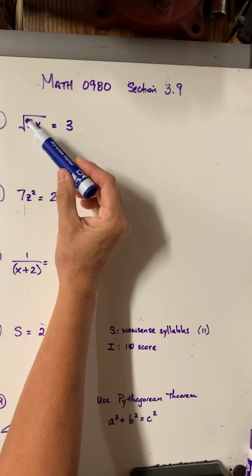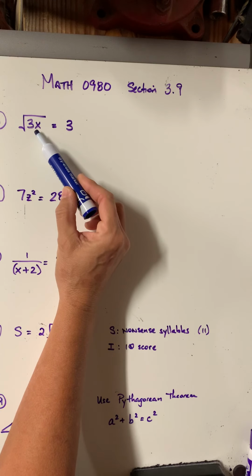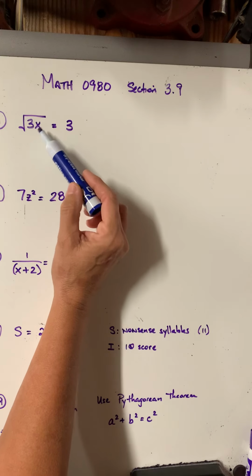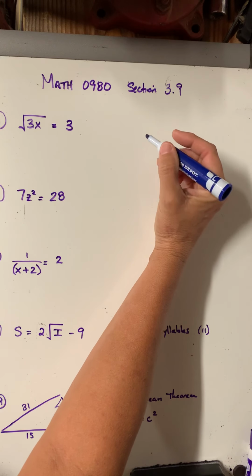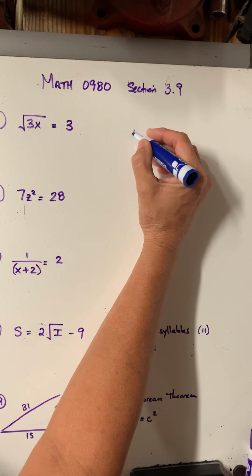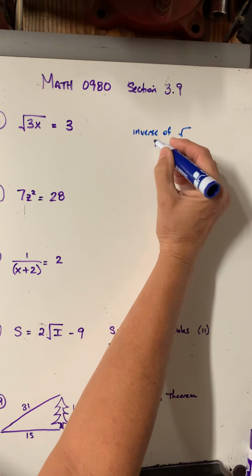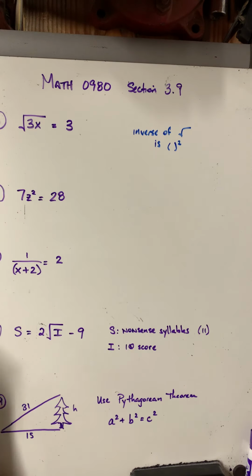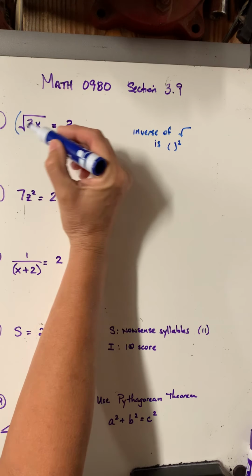So here we have the square root of 3x equals 3. When we're solving equations, we're trying to get the x isolated all by itself on one side of the equal sign. So how would I undo a square root? We call this an inverse operation, so it's like an opposite. The inverse of square root is to square something. So squaring and square rooting act as opposites. They undo each other.